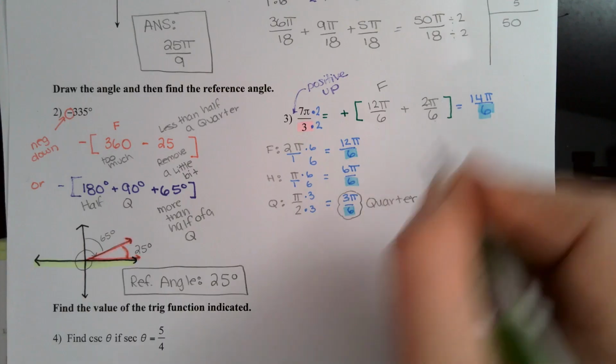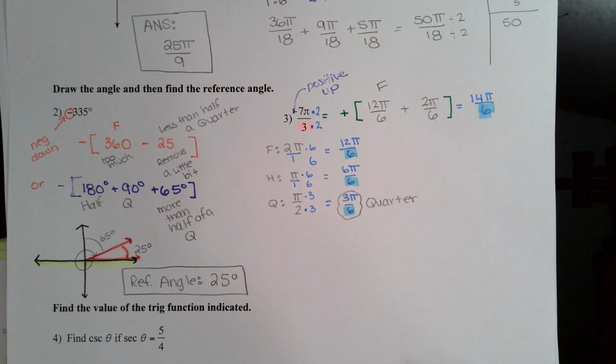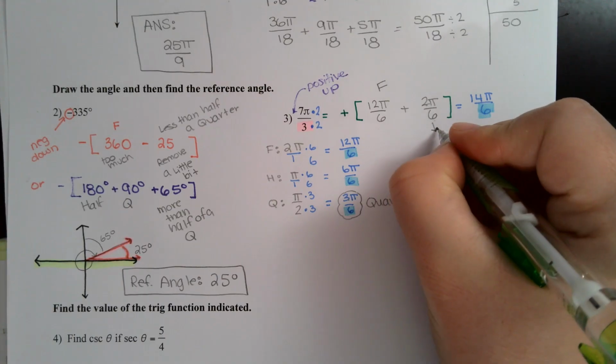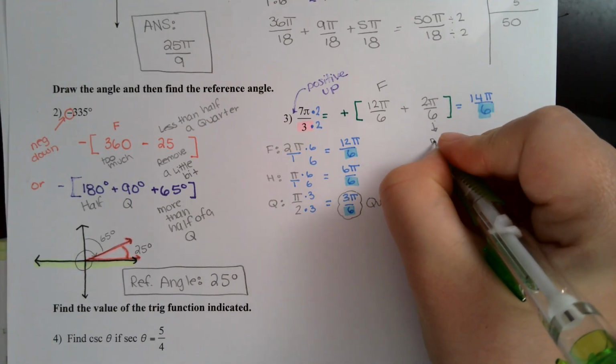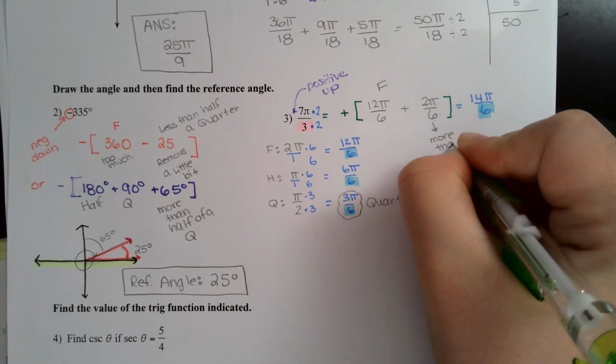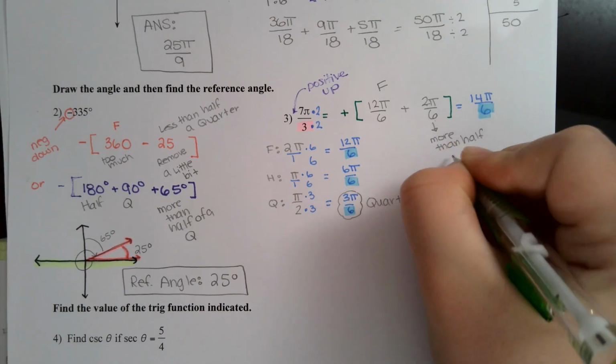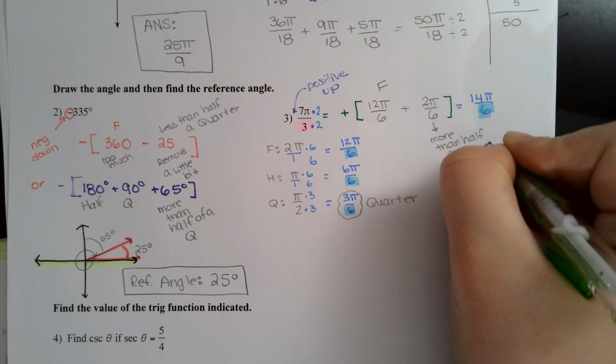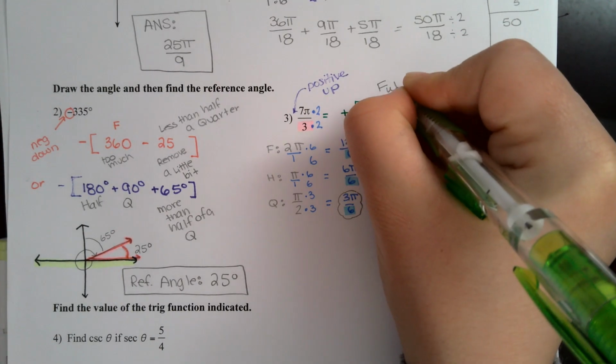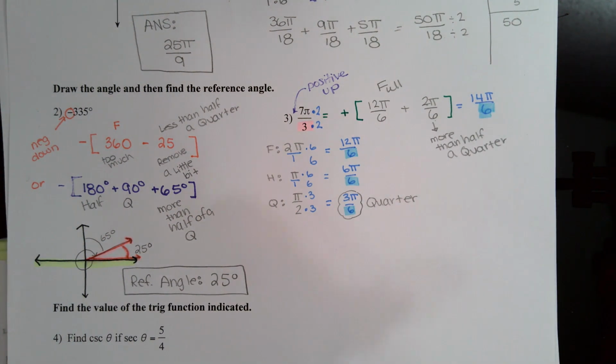this 2 is really close to 3. Now, what is half of 3? Half of 3 is 1.5. So this is less than a quarter, but more than half. So more than half a quarter. And translating it like this in English is going to help you in your drawing of the angle.